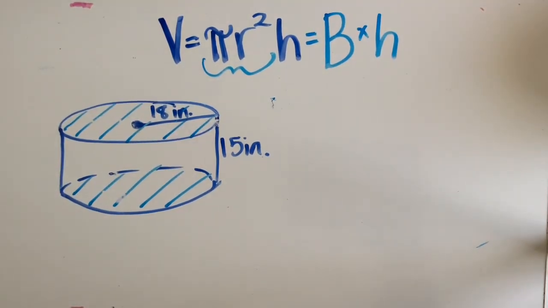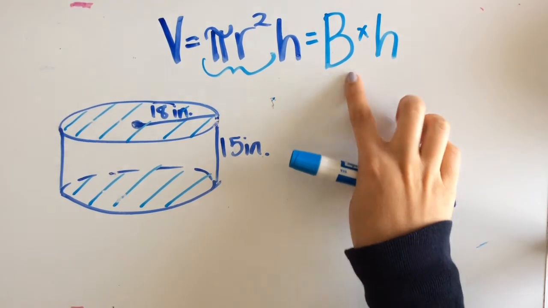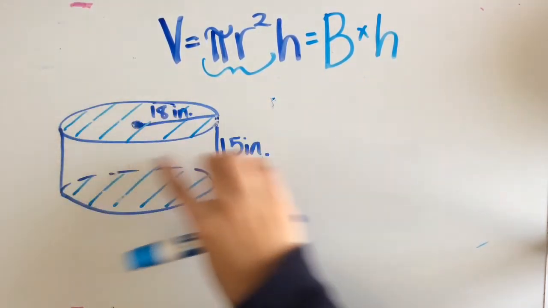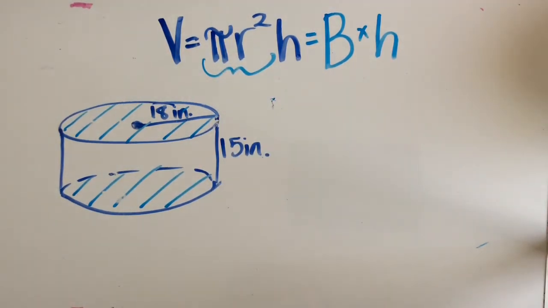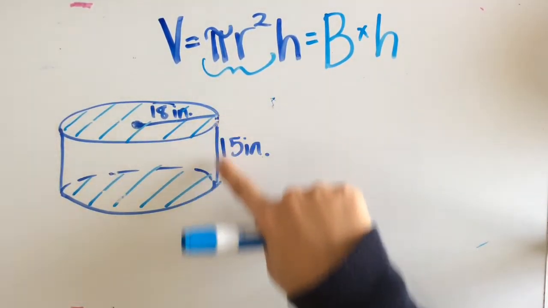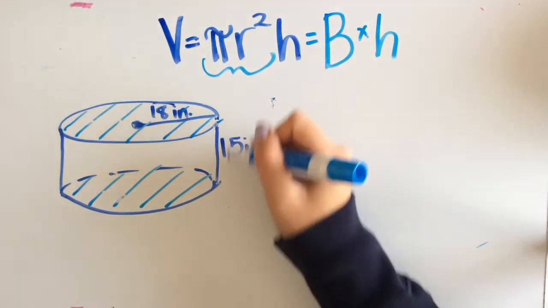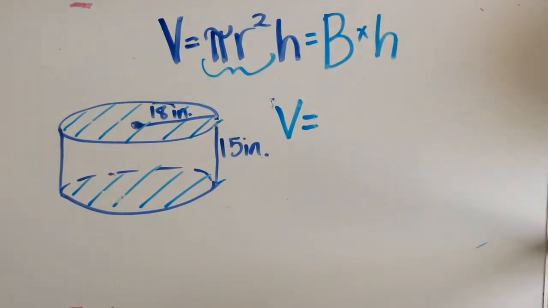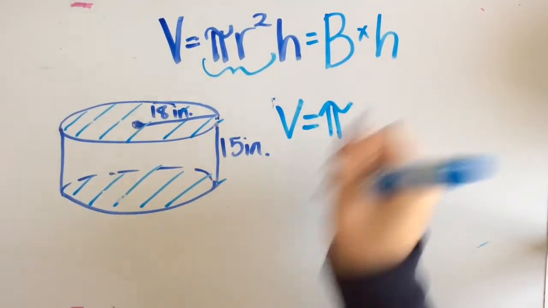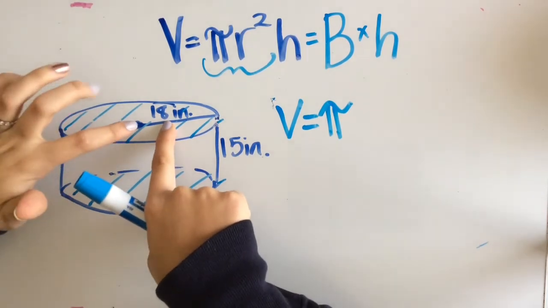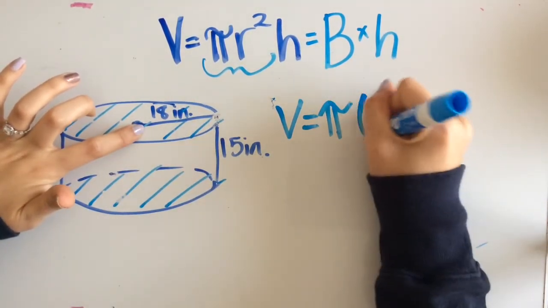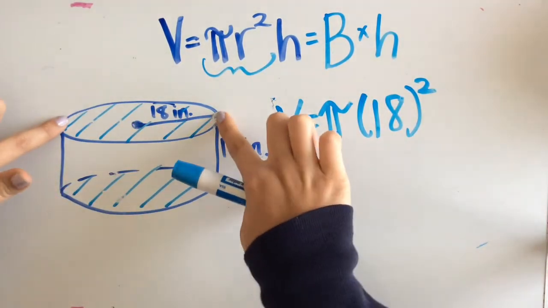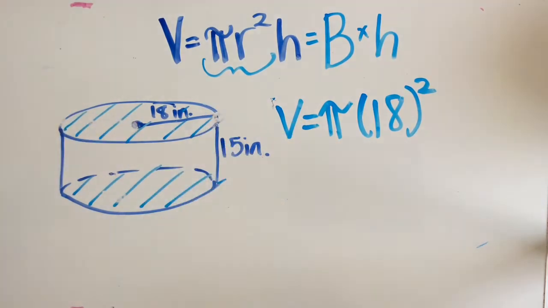So what we're going to do is we're just going to find, just like that formula, the area of the base, which if the base is a circle, then the area formula is pi r squared, and we're going to multiply it by the height of the prism, which is the distance in between the two bases. I'm going to just plug it into my formula. Volume equals pi times the radius of the circle, which is the distance from the center to the edge of the circle. So it's 18 squared. Remember, sometimes they'll give us the diameter, the full distance, but we only need half of that. We only need the radius.